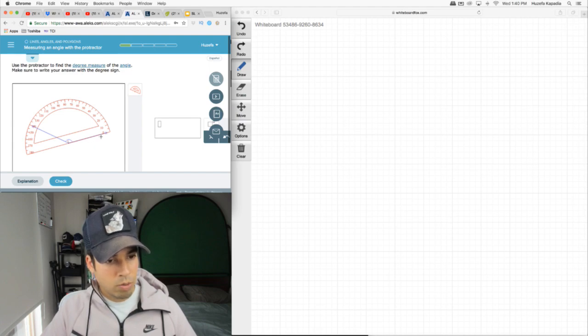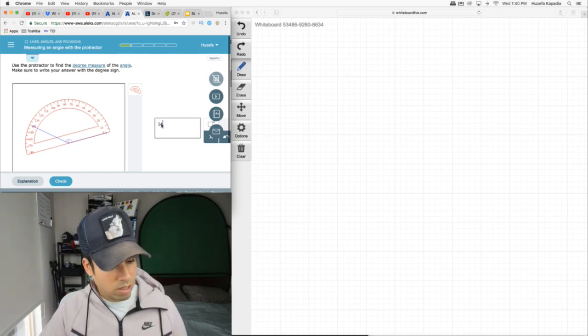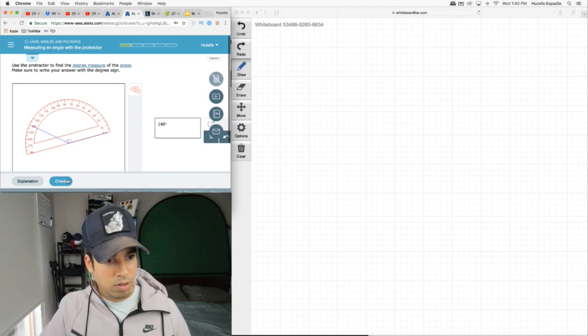Well, let's just look where this one points to 0. What does this one point to? This one points right on 140. So that's really clean and neat. Don't have to question that.